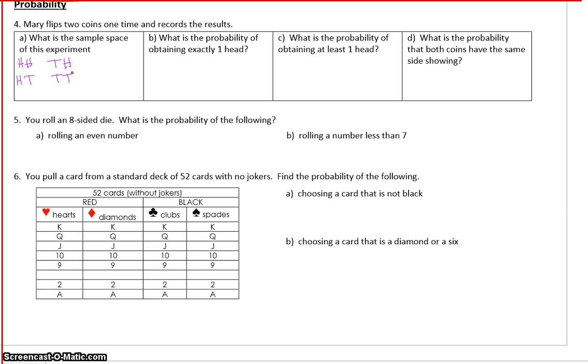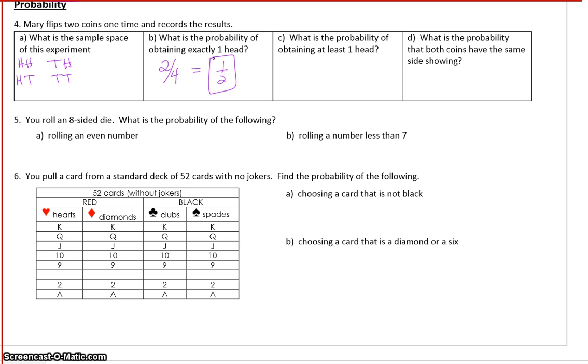So what is the probability of obtaining exactly one head? Okay, exactly one head would be the heads and tails or the tails and heads. So that would be 2 out of 4 possibilities. But we do want to reduce that to 1/2.